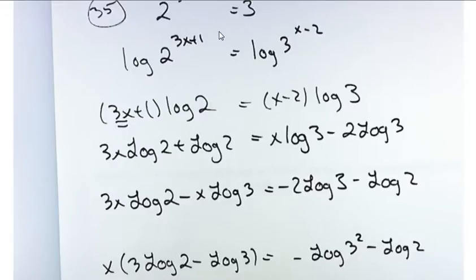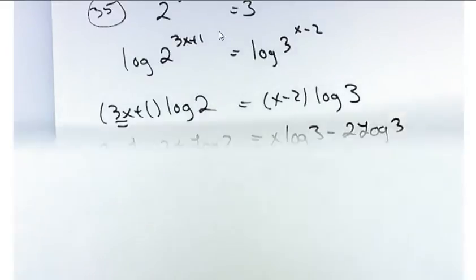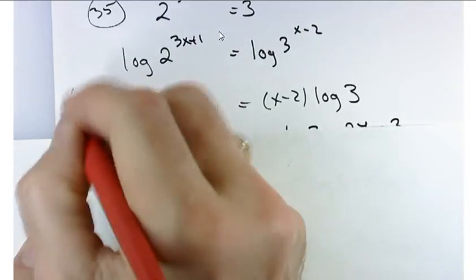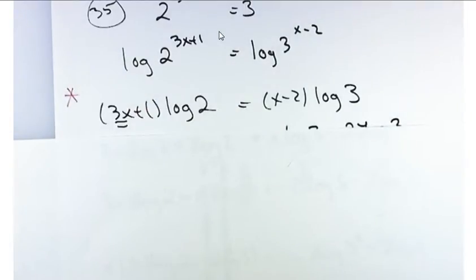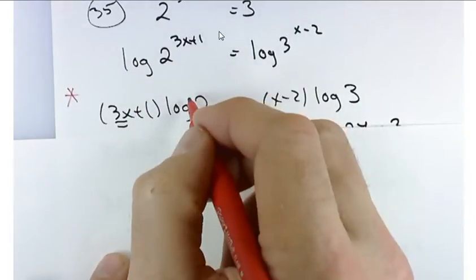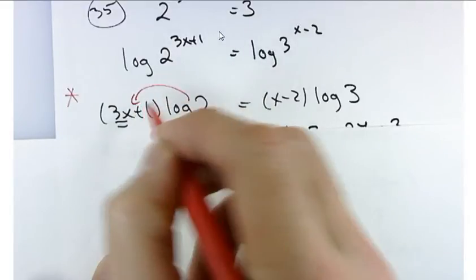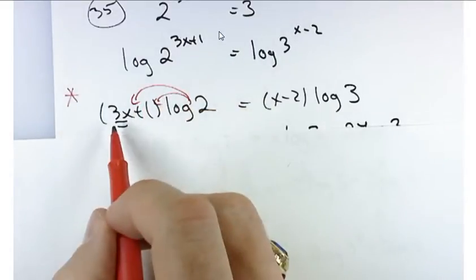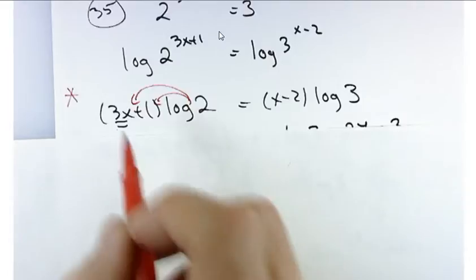Okay, so the big thing to do here is to distribute. This was one of a couple key steps that we mentioned in the previous problem. That is, distribute this to both of these terms. So I'm going to get 3x times the log of 2 plus 1 times the log of 2. In other words, this down here.